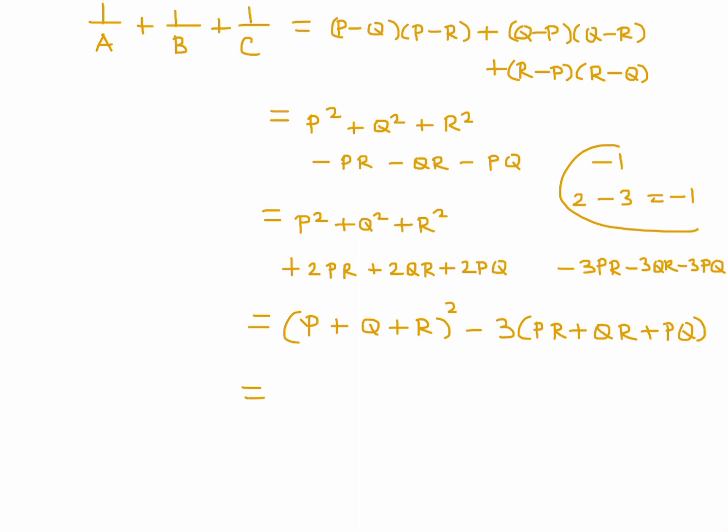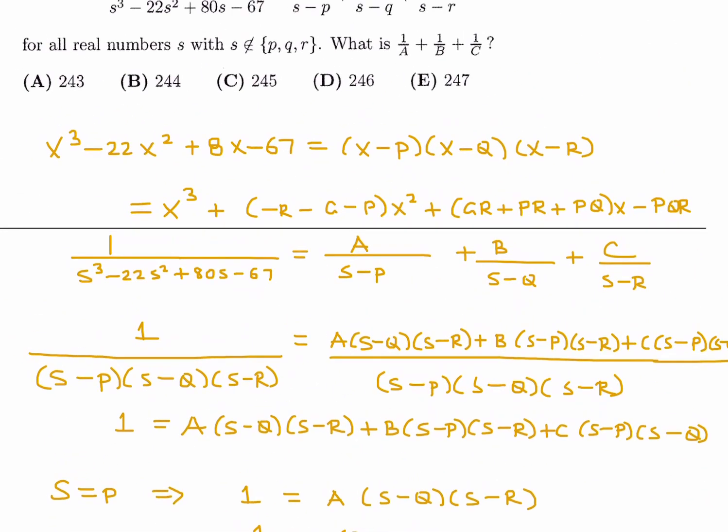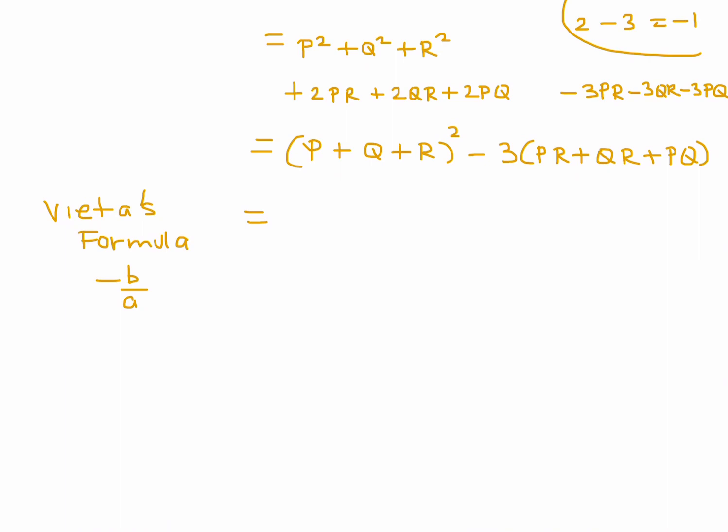Okay, so p plus q plus r is the sum of the roots. And using Vieta's formula, I'm sure you remember, in a polynomial, the sum of the roots is minus b over a. So if you go back to that polynomial, minus b over a, well, this is b, so minus b over a would be minus minus 22 over 1, since this is 1. So that's just 22. And that represents the sum of the roots, which is p plus q plus r. So that's 22 right there.